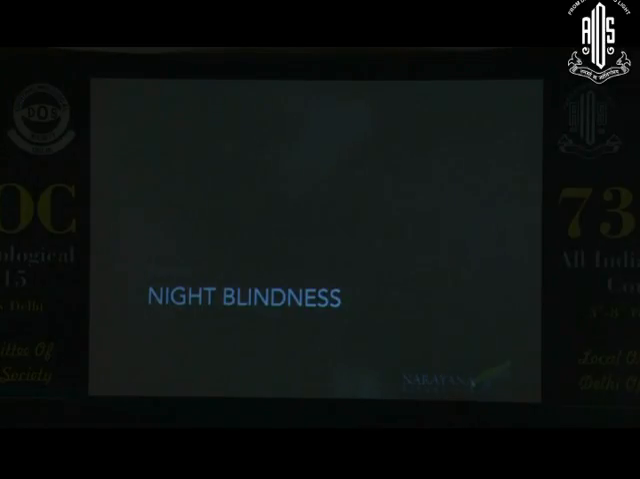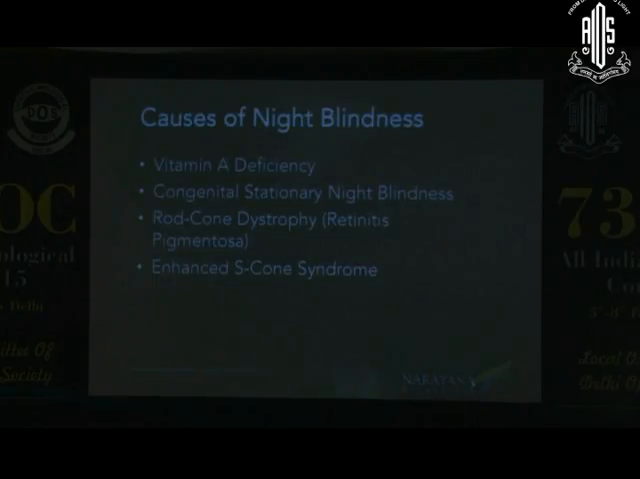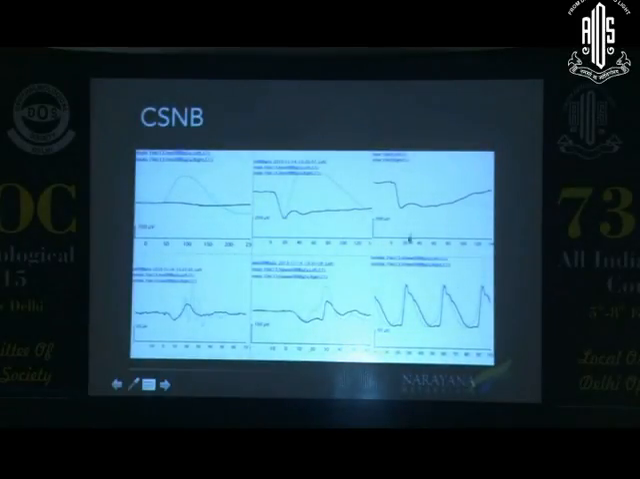One of them is night blindness, and when they come to you with night blindness, there are many reasons that a child can have it. Vitamin A deficiency, CSNB, rod cone dystrophy, and enhanced S-cone syndrome are some of the things that you can get. This is a typical example of a child with congenital stationary night blindness, where you can see the A wave is much larger than the B wave, and this is how high the B wave should have been.